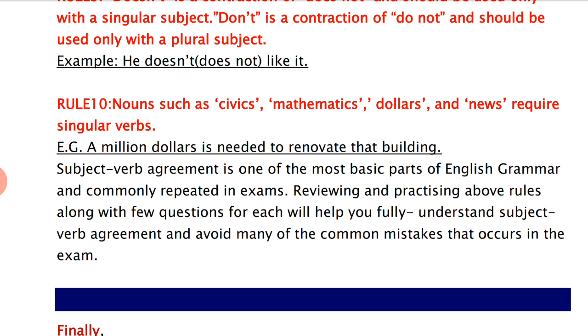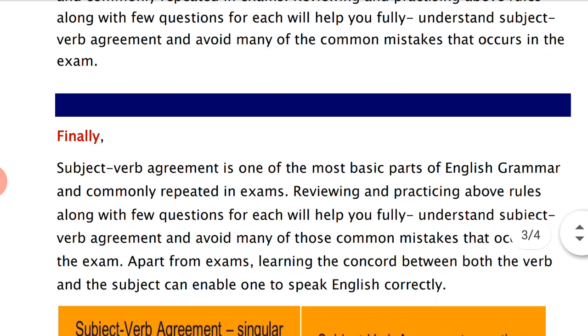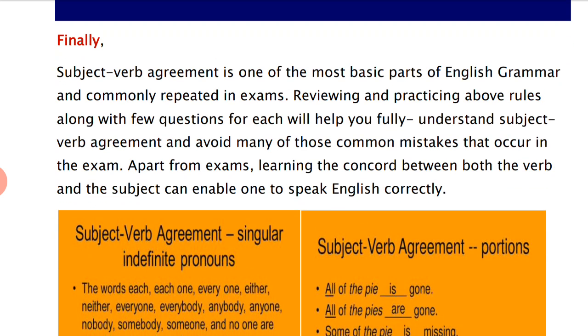And subject and verb agreement, it's like if you do not know how to use the tenses properly, then grammatically the writing comes out in a wrong manner, you see. So therefore you need to learn the subject and verb agreement also. It affects your writing. You should know which subject to use with which verb. Okay, now you see, reviewing and practicing all these rules written above along with few questions for each of you will help you fully understand your subject and verb agreement and avoid many of the common mistakes that occur in exam.